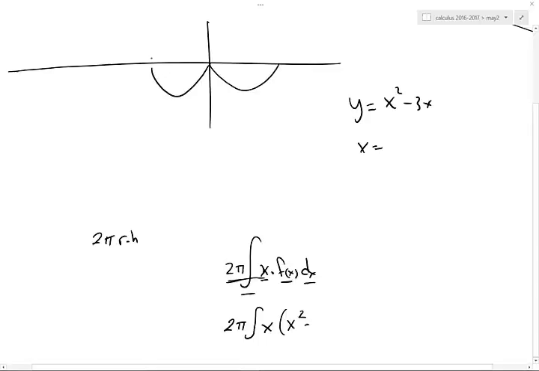It doesn't change our answer, okay? It just should have opened up. Does that make sense? It's the same picture, it just opens up as opposed to opening down.